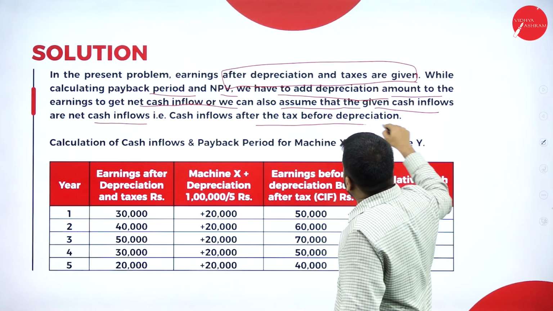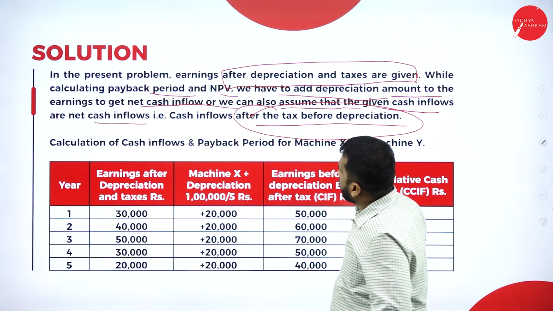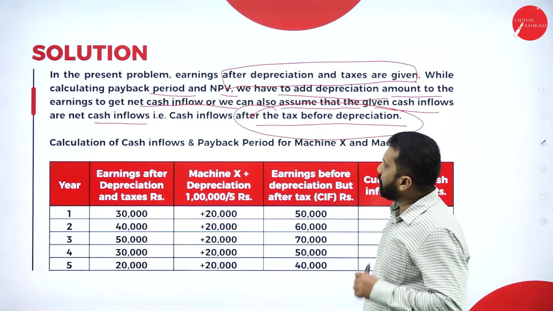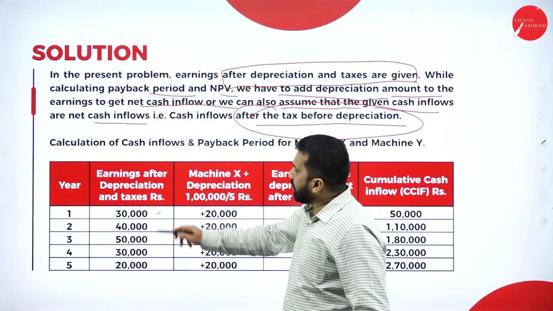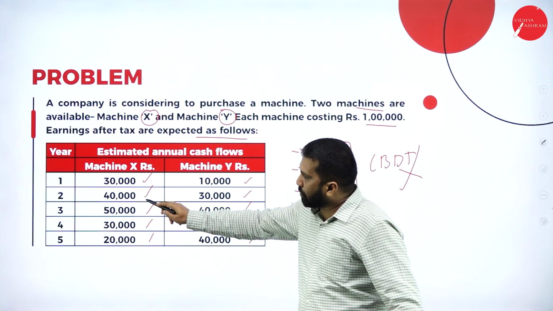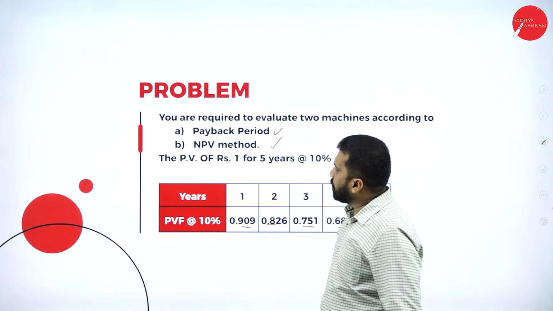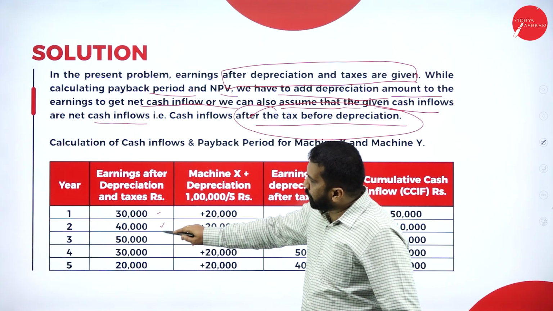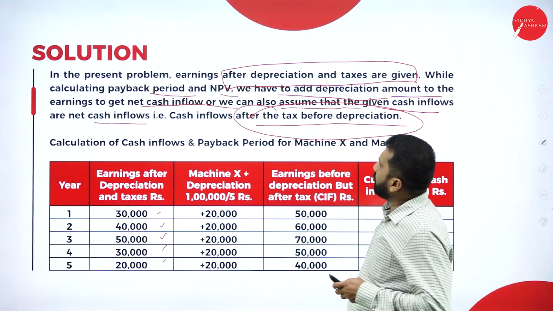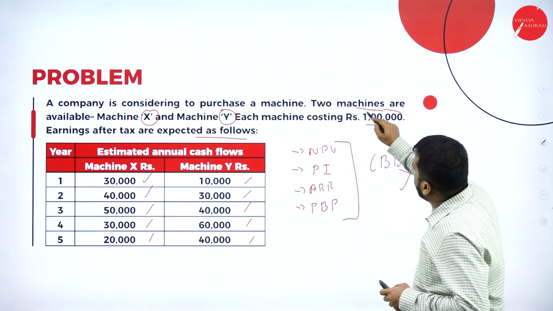Cash inflow after tax before depreciation. So what will we do? We'll go with 30,000. I'll go with the previous one. 30,000, 40, 50, 30, 20. Same thing, copy. 30,000, 40, 50, 30, 20. What is the depreciation? The total value of the asset is how much? The total value is 1 lakh.